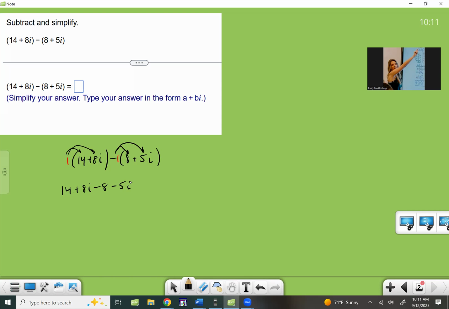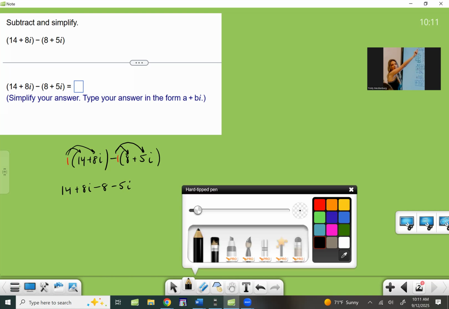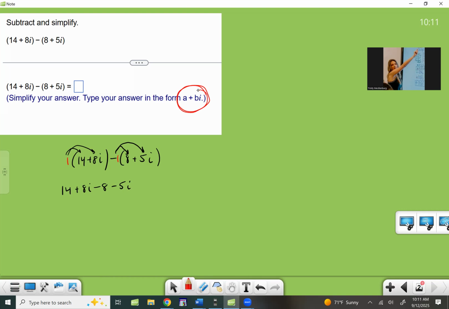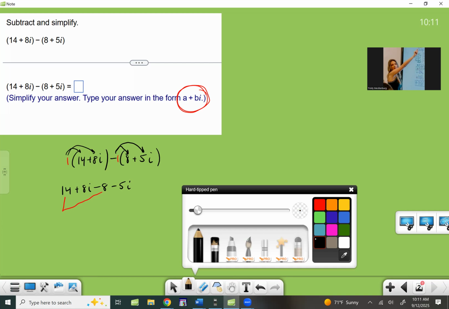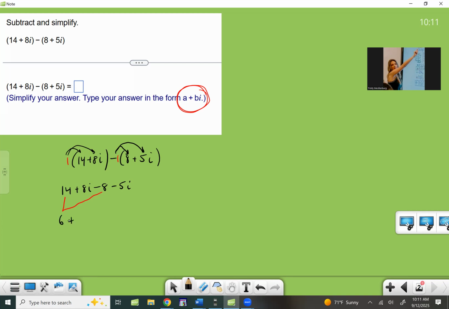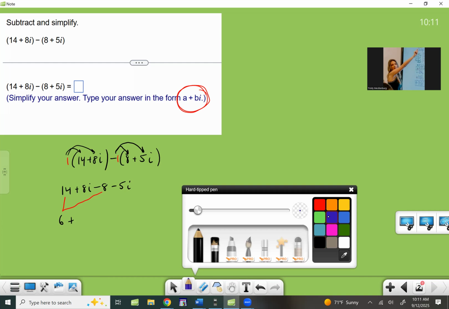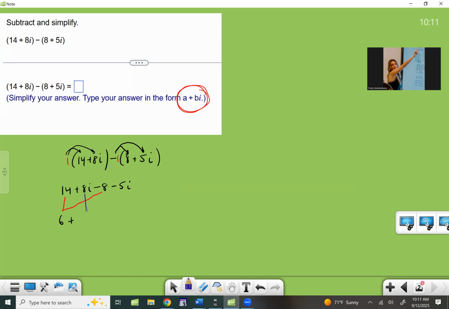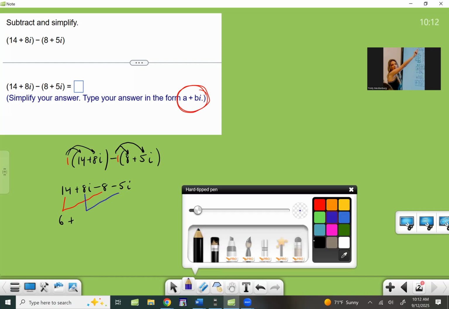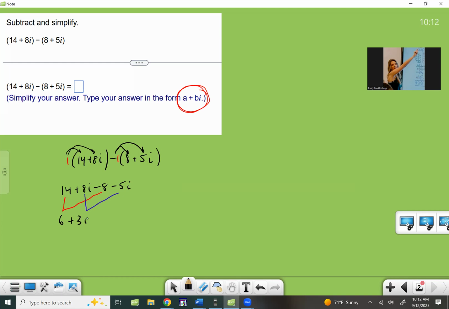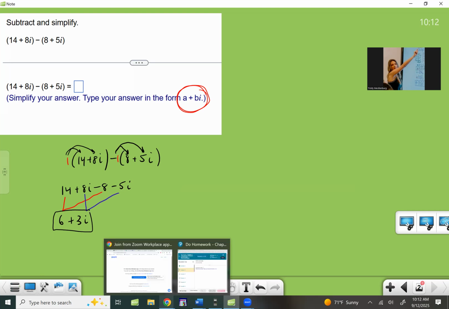All right, so from there, we're going to combine like terms, and we're not going to do it in just any old way. Remember that we want our answer to be in a plus bi form. So I'm going to start with the constants here, the real numbers. We got 14 minus 8, which is 6. And then I'll do the imaginary part of the complex numbers. Then I'll do the i's. So 8i minus 5i is going to get us 3i. And we have to type it in this way and in this order because the directions said so. So I think it would mark you off if you put 3i plus 6.